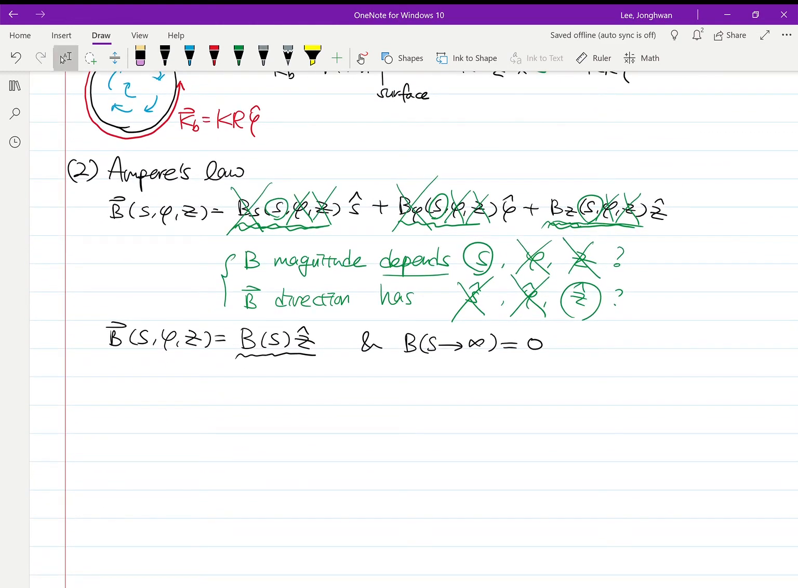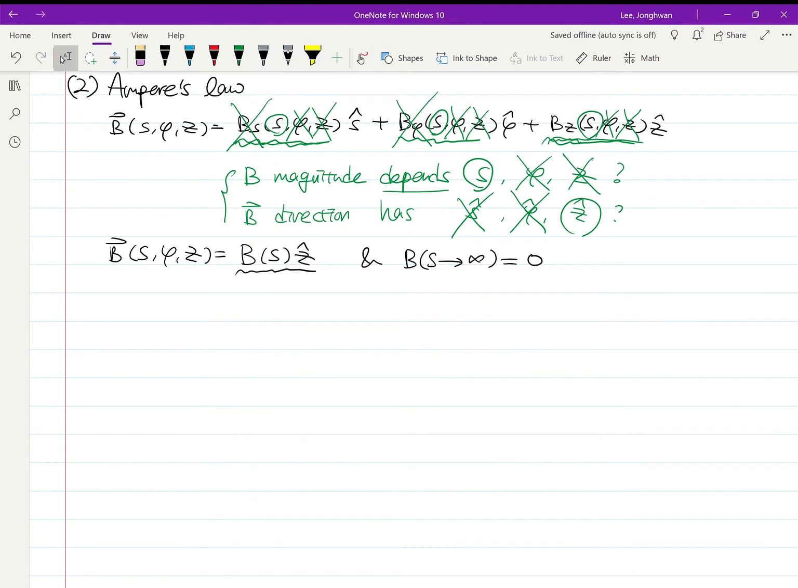So we will use these two simplified functional forms of the unknown function and the condition of the B field, the asymptotic behavior of the B field at infinite distance. And in the second step of using Ampere's law, we draw the Amperian loop.